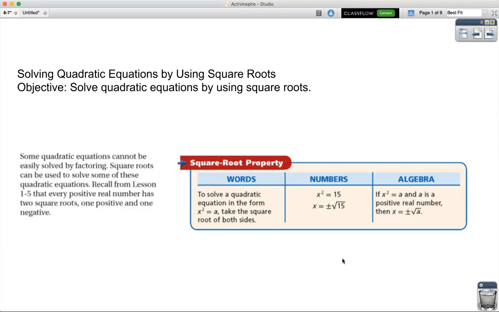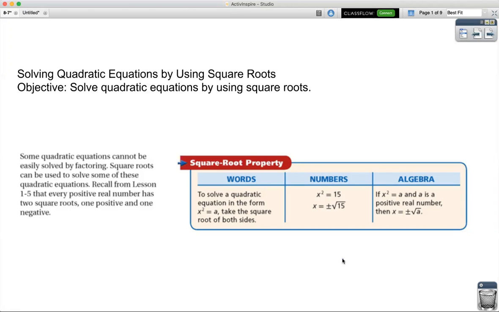Hi class, today we're working on solving quadratic equations by using square roots. Our objective is to be able to use that information and apply it in solving the problems. Some quadratic equations cannot be easily solved by factoring, so square roots instead could be used to solve some of these.